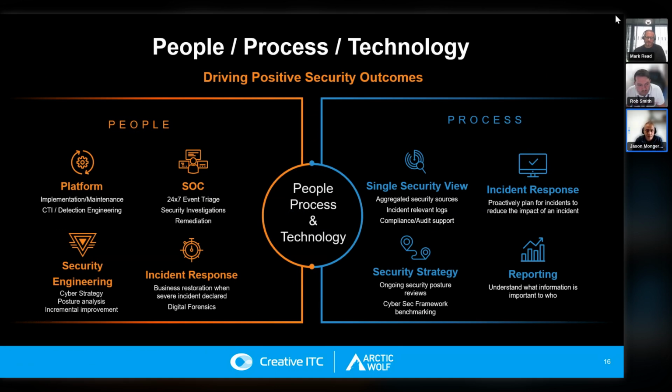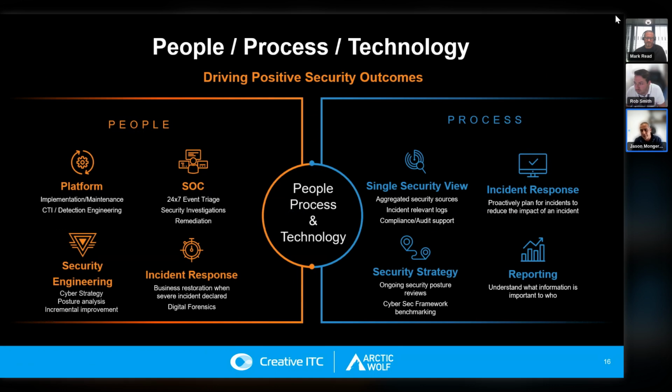Cybersecurity is not a set and forget. It's an ongoing, evolving concern. And so you need some security engineering to look at your posture analysis, to do those incremental improvements to continually make you stronger. And of course, in the worst case scenario, incident response. What do you do around full digital forensic and incident response and business recovery if the worst case happens? So a lot more, I think, from the people perspective than perhaps many people realize.